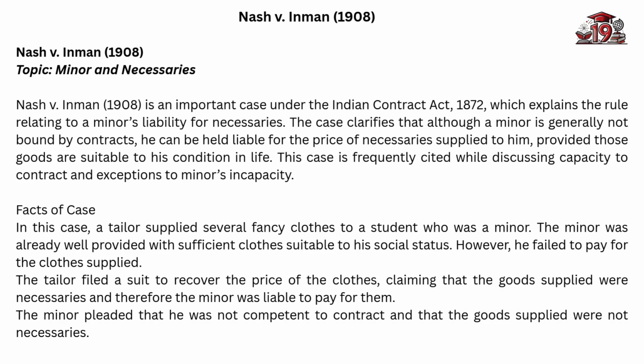Facts of the case. In this case, a tailor supplied several fancy clothes to a student who was a minor. The minor was already well provided with sufficient clothes suitable to his social status. However, he failed to pay for the clothes supplied. The tailor filed a suit to recover the price of the clothes, claiming that the goods supplied were necessaries and therefore the minor was liable to pay for them. The minor pleaded that he was not competent to contract and that the goods supplied were not necessaries.